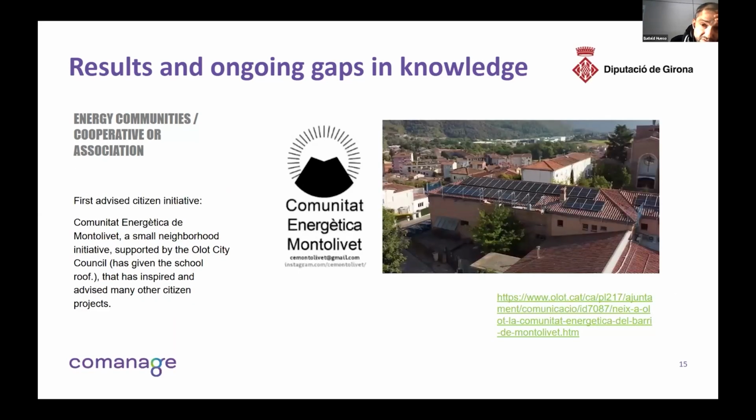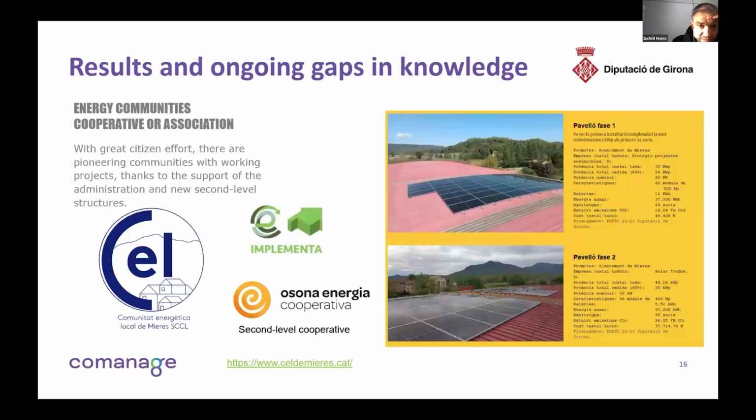As an example, I will show you one of the first ones, the first advising citizen initiative, which has been this one in Montolivet. This is a small neighborhood supported by the city council that has given the school roof to the community, and it has inspired and advised many other citizen projects that we have seen in the other map. Also, with great citizen effort, there are pioneering communities working on successful projects with the support of the administration and second-level structures like Zona Energia Cooperativa that are giving them support.